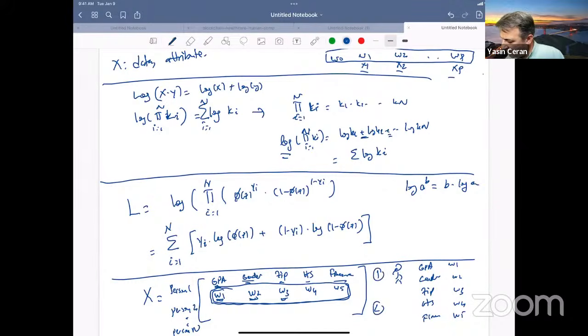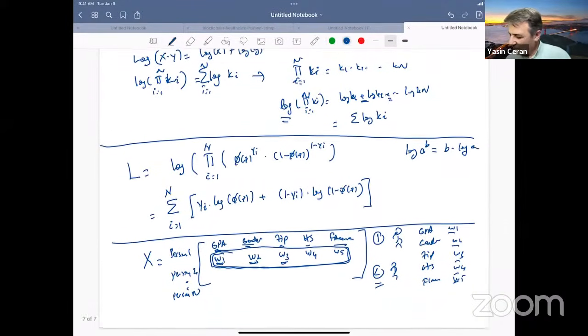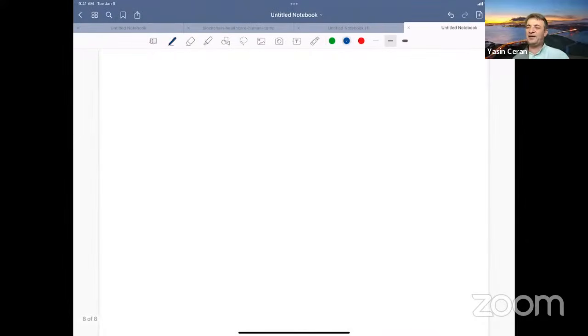If another person shows up, I'm going to ask this person's GPA, gender, zip code, high school, and family income. Of course, this person's values will be different, but I will still use the same Ws for this second person too. So Ws will be the same across all individual users. Zip code and high school are categorical variables. They have to be one-hot encoded. That's about pre-processing.